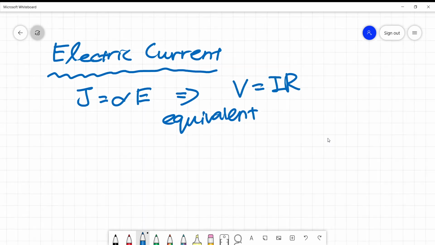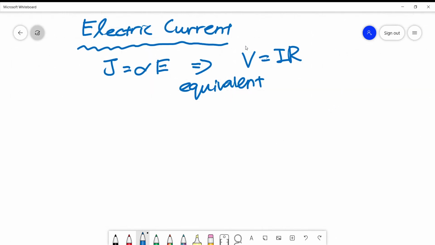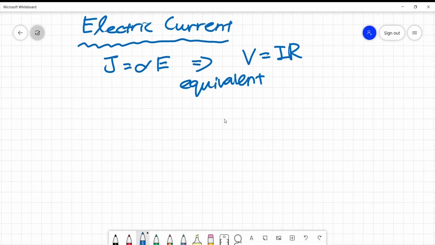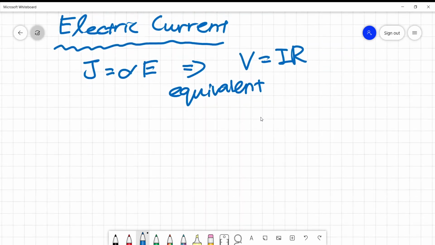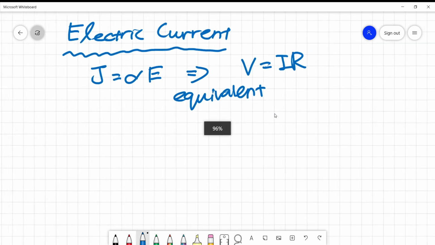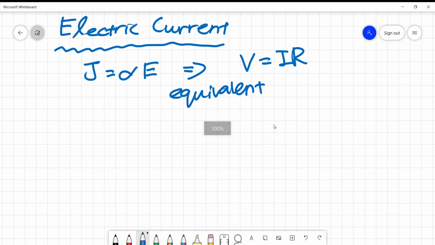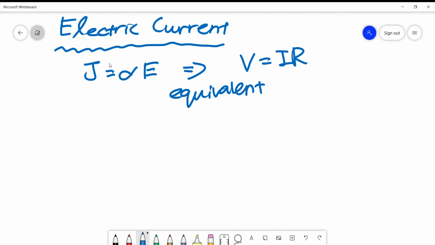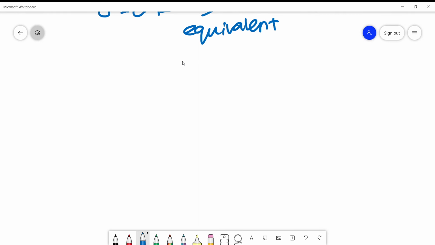Okay, so after discussing the subtopic from the previous video, let's move on to some examples, showing the questions for this formula J equals sigma E. Okay, so let's move on to the first question. Examples.